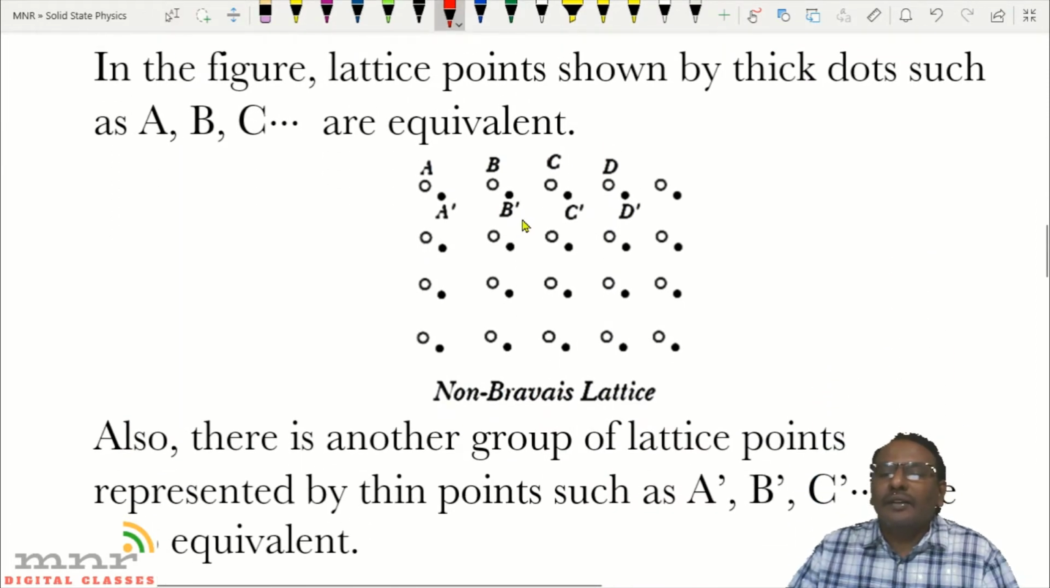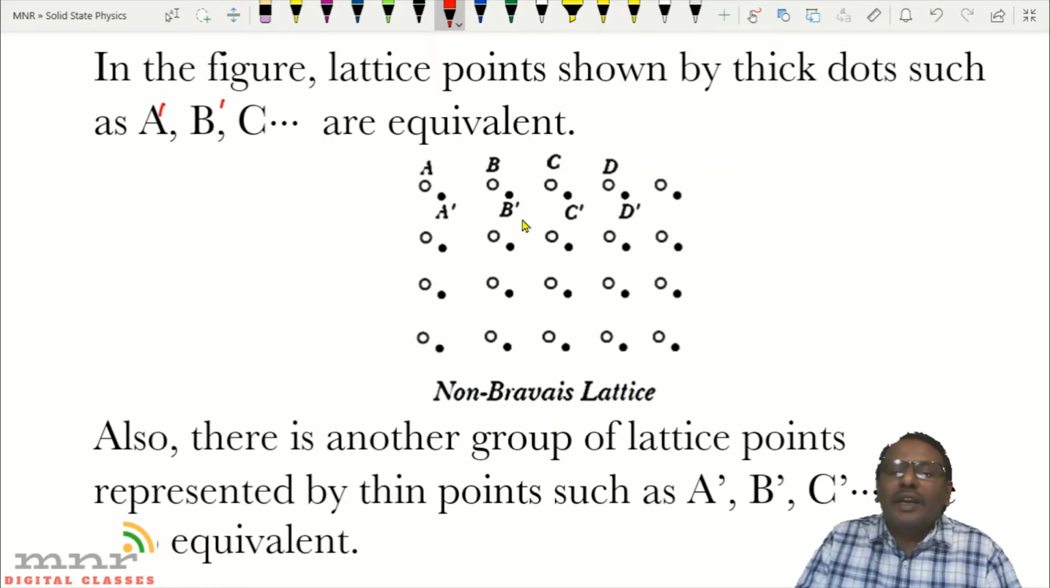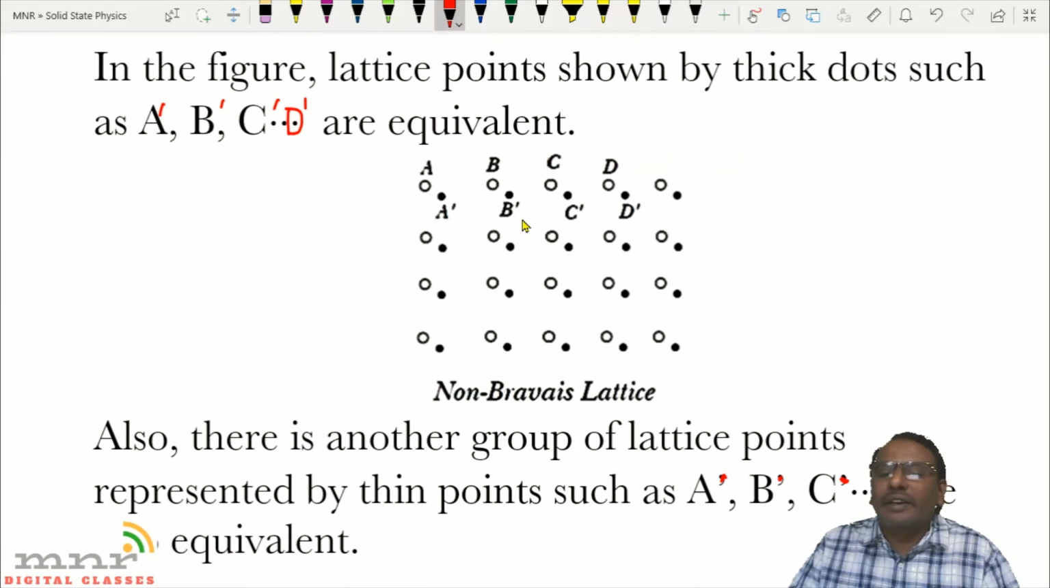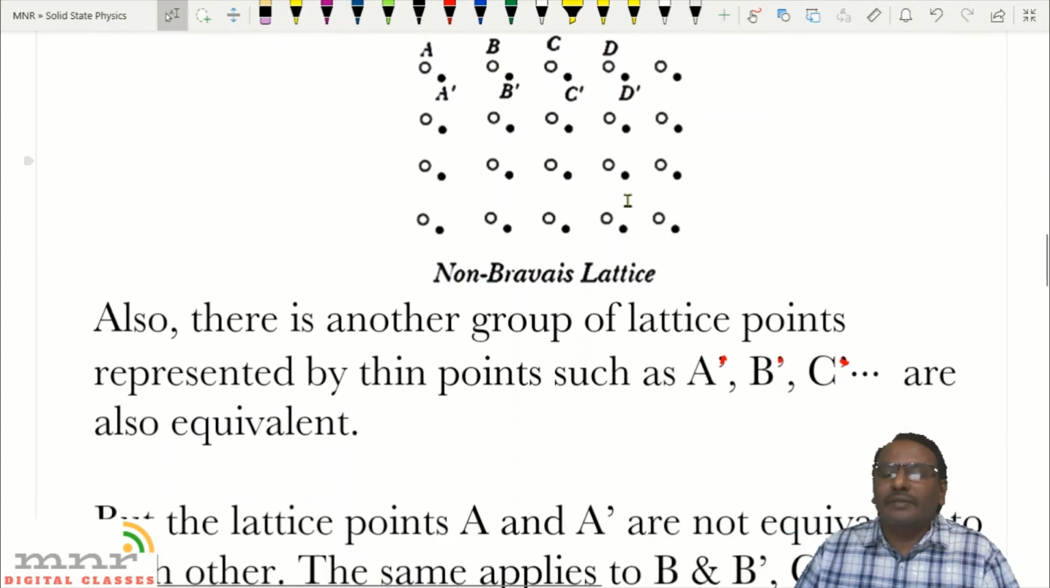In the figure, we have lattice points represented by thick dots, A dash, B dash, C dash, D dash. Similarly, circles represented by A, B, C, D. There is a typing error here. Thick dots represent the lattice points A dash, B dash, C dash, D dash, and small circles represent the lattice points A, B, C, D.